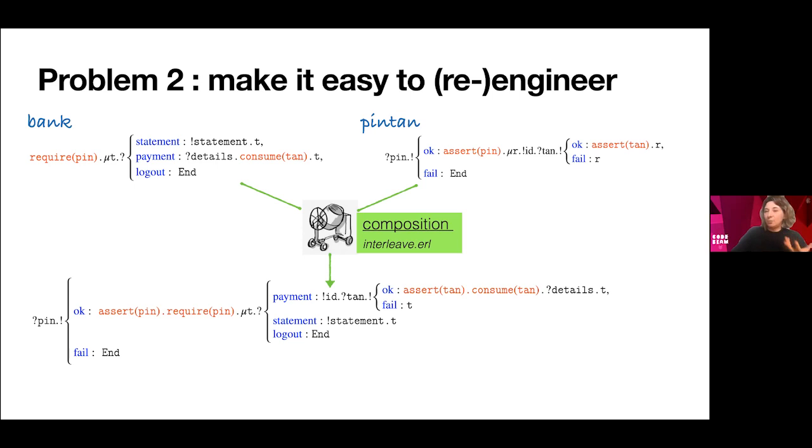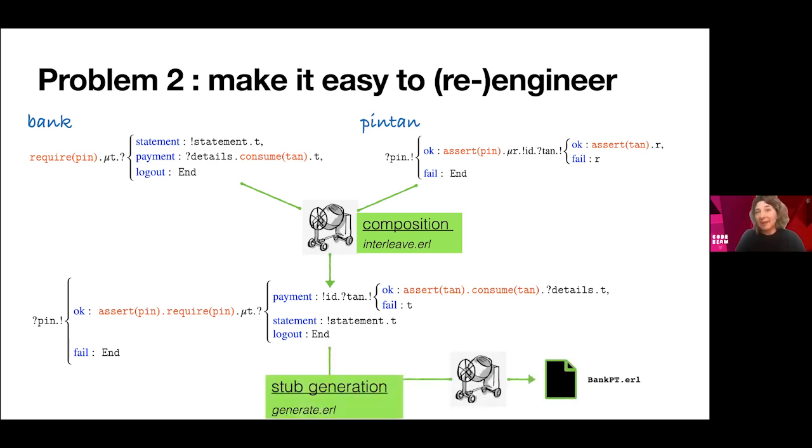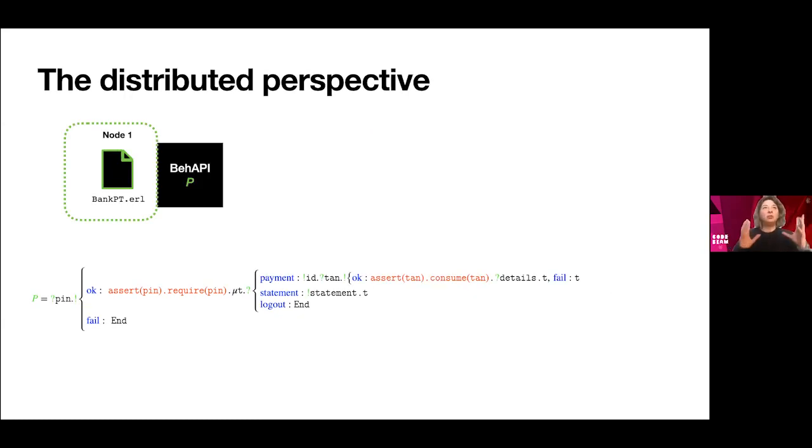And once you have this composed protocol, we have a library that generates a stub, like a skeleton of interactions using Erlang, the state machine for Erlang. And this is just the perspective of a node. So assume now we have composed the bank and pintan, we have generated the stub, we have extended the stub with our own internal computation, and we have it in a node executed in a network.